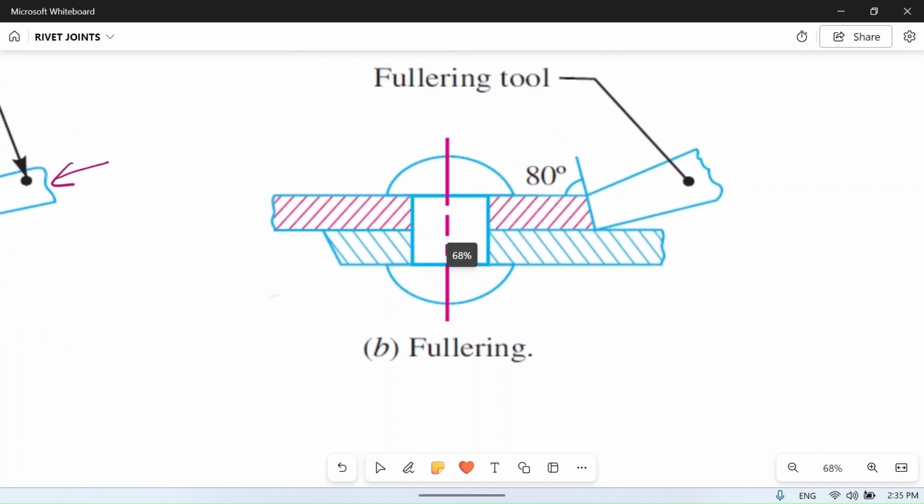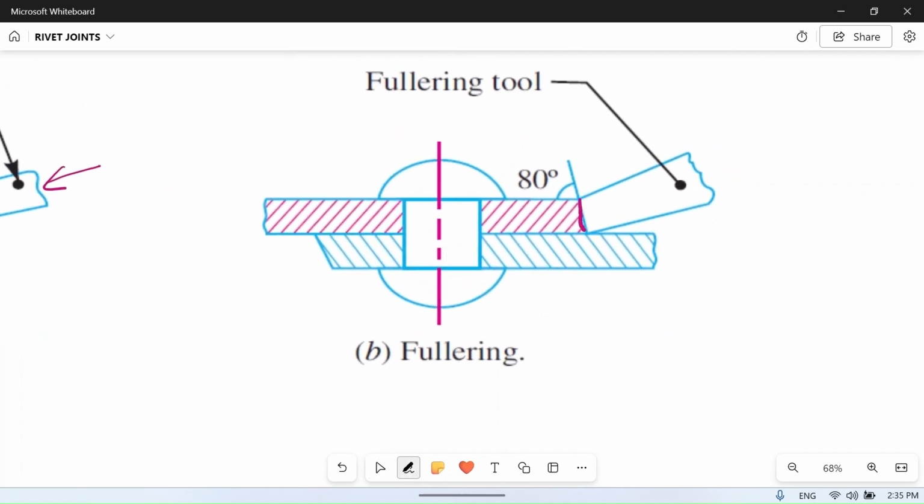So what is fullering? In fullering, the thickness of the tool is increased, and it is the same as the thickness of the plate, so stress is distributed. Suppose you are using a very small point, then stress will be more, but if you are using a larger point, then stress will be distributed along this area. So similarly here also stress is distributed. So in this case also we can make leak proof joints, and nowadays fullering is mainly used for making joints leak proof.